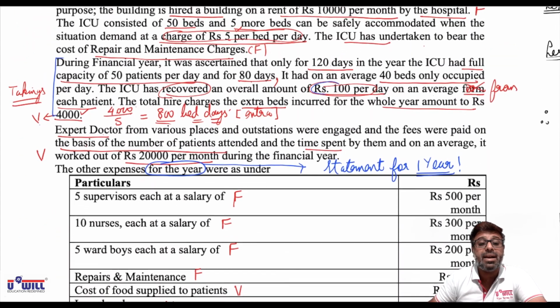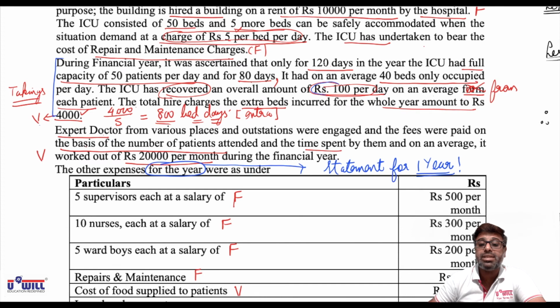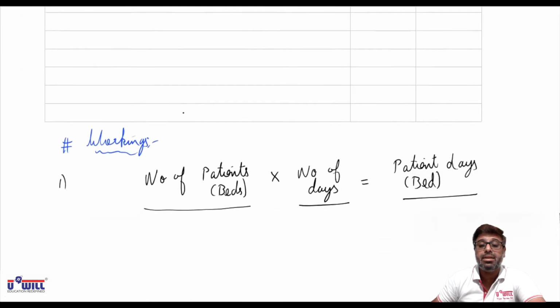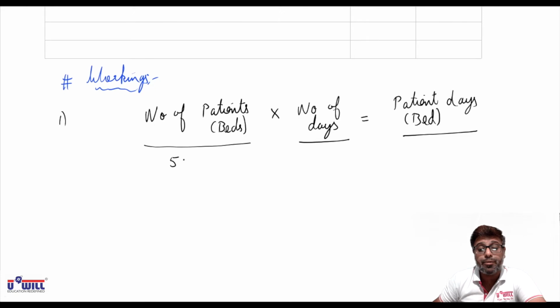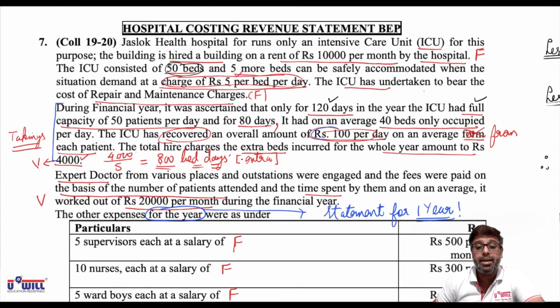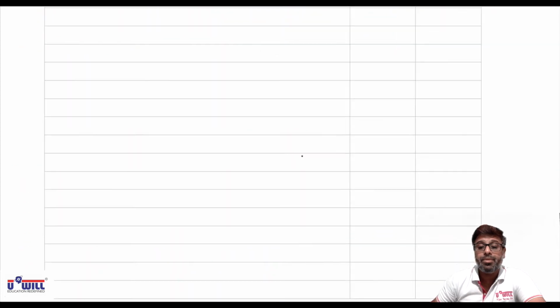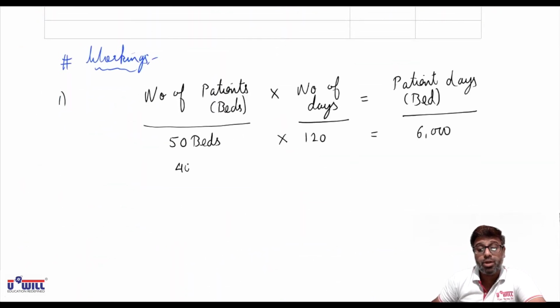Now if you see this paragraph, during the financial year it was ascertained that for 120 days the ICU had full capacity. And what is the capacity? It has 50 beds capacity. So 120 days it had full capacity. So 50 beds into 120 days, that full capacity comes to 6,000 patient days or bed days. And then for 80 days it had 40 beds occupied. So 40 beds were occupied for 80 days. 40 into 80, 3,200.